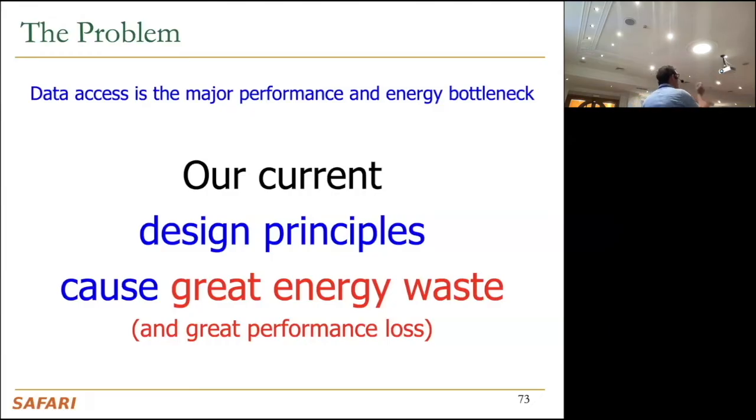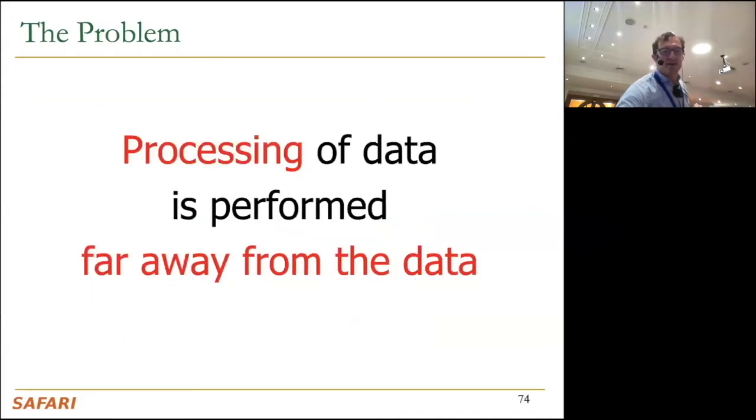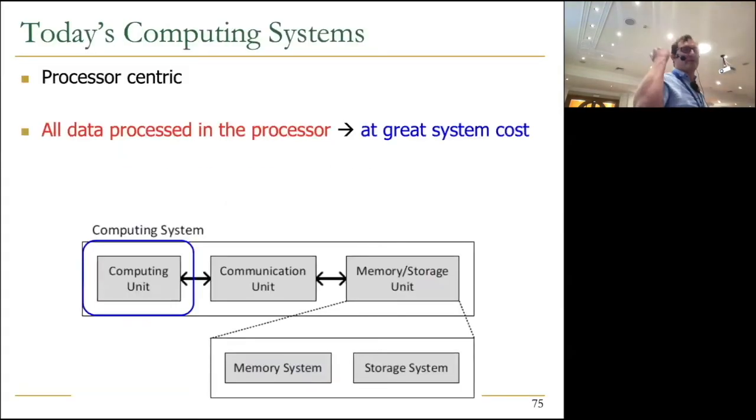We're wasting energy to move the data between the processor and memory. To avoid the performance cost, we're complicating our systems. The complexity doesn't give us the benefits of performance or energy. As a result, we waste even more energy. So our systems are in this vicious cycle. And I think realizing that this vicious cycle is really bad for everything that we want to do, performance, efficiency, and sustainability, is really important. So basically, this is the problem. Whenever you're in a vicious cycle, it's really important to understand this is the problem. And I believe this is really the problem. So we're really processing data far away from the data. Essentially, today's computing systems are all processor-centric. All data is processed in the processor. That creates a great system cost in the end.